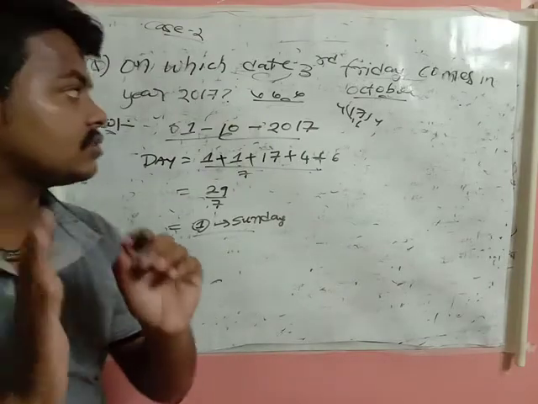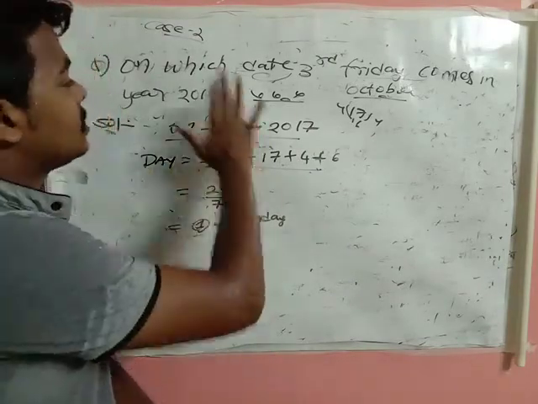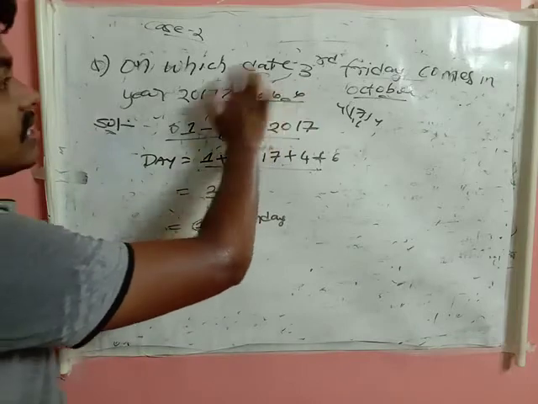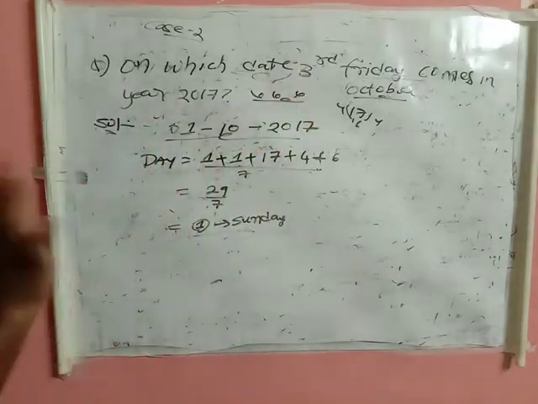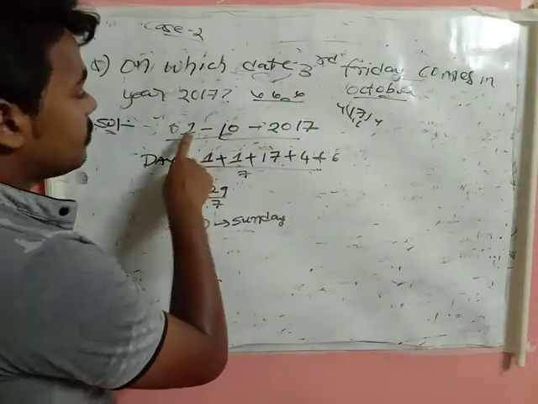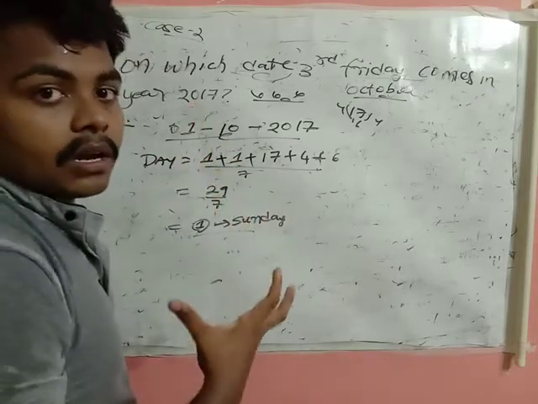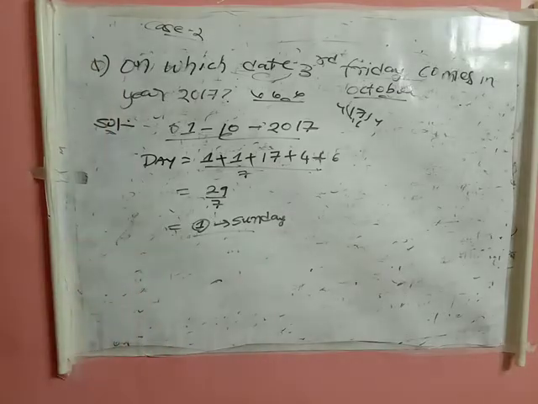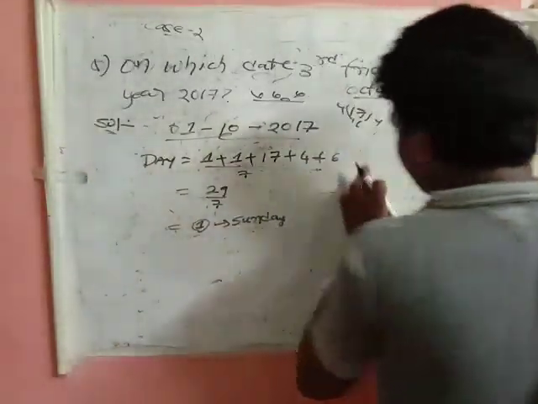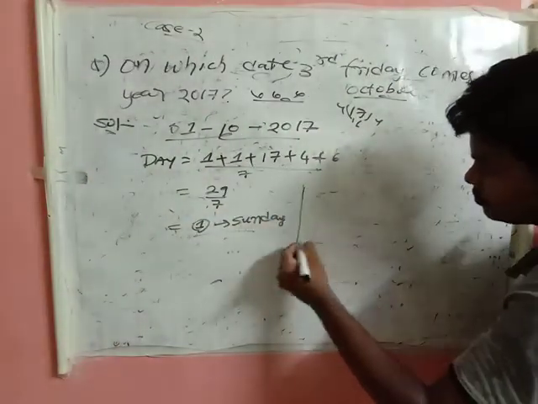Now you just pause the video and try to get the solution. What is the date on the third Friday in October? I already told you, October first will start from Sunday. Then the third Friday will occur on which date? You just pause the video and try to get this. Hope you all got the answer, but if you haven't, just put concentration here.